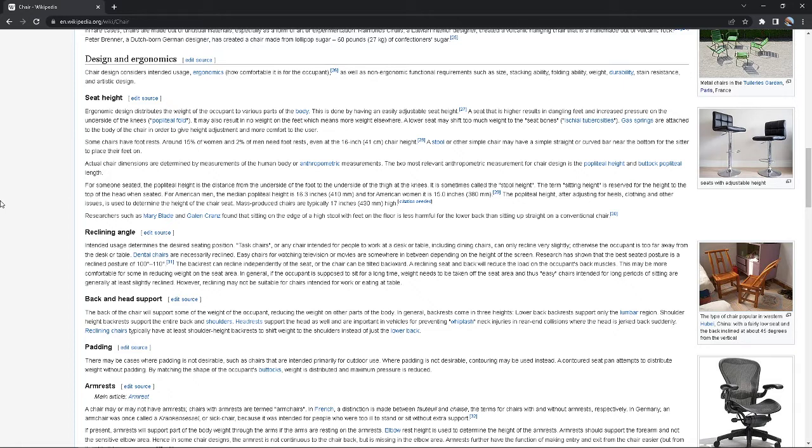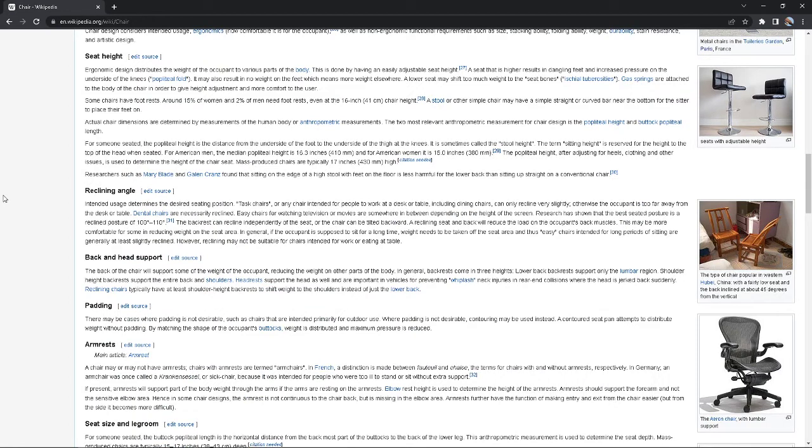Padding. There may be cases where padding is not desirable, such as chairs which are intended primarily for outdoor use. Where padding is not desirable, contouring may be used instead. A contoured seat pan attempts to distribute weight without padding. By matching the shape of the occupant's buttocks, weight is distributed and maximum pressure is reduced.